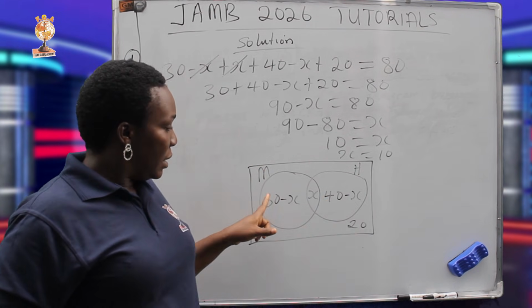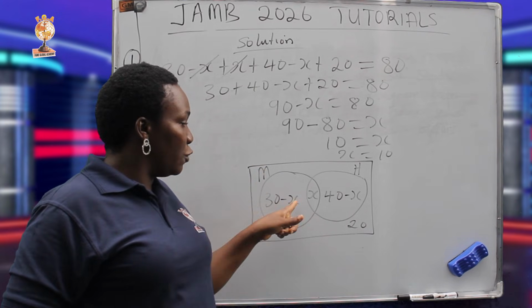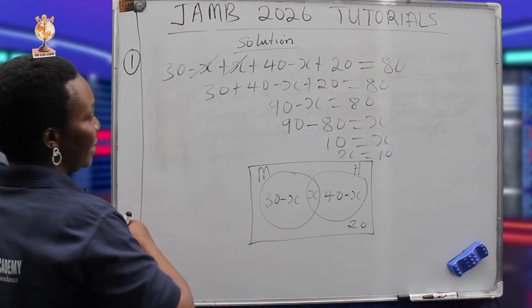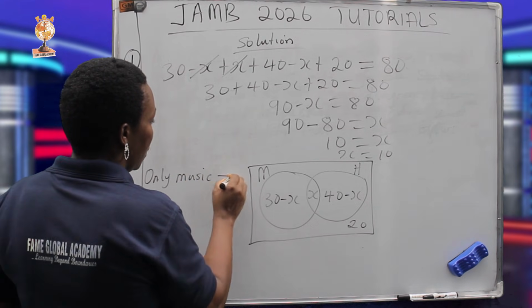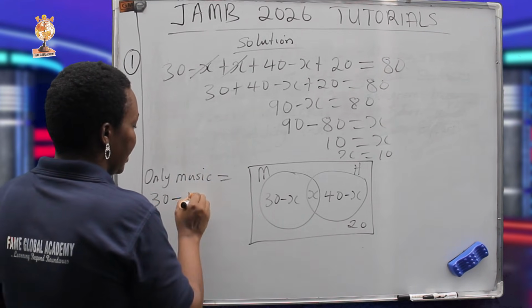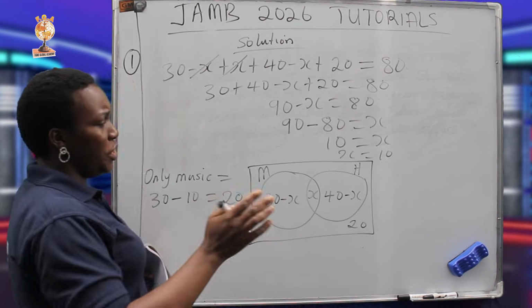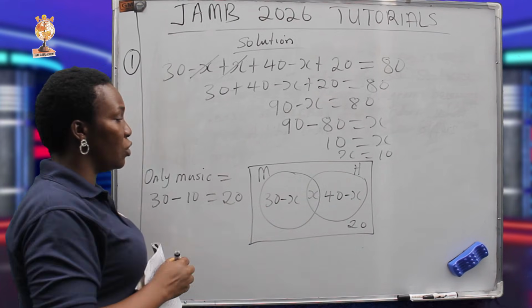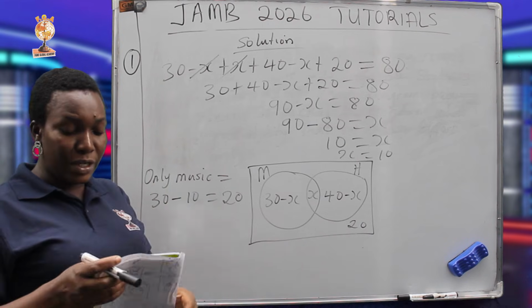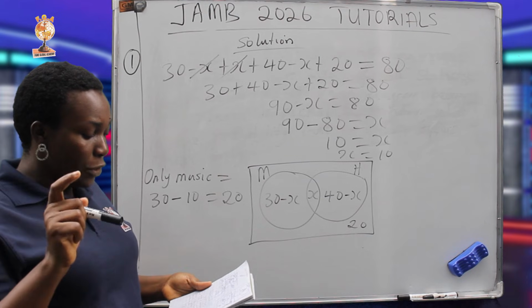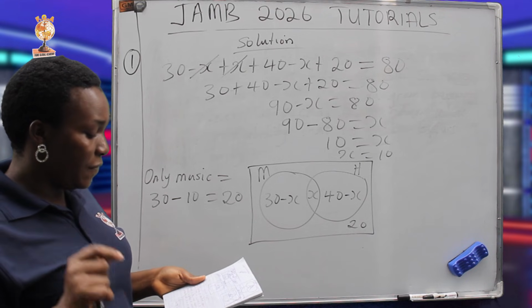Okay? Now, if you want to know the number of people that offer only music, you have to subtract 10 from 30. So you come here and say only music is equals to what? 30 minus 10, which is equals to what? 30 minus 10 is what? 20. Now you don't need to find only history or whatever. You just go straight to the question. Now you have known the people that offer only music. Remember, the question says the number of students offering music and history in a class of 80 students is shown in the Venn diagram below.